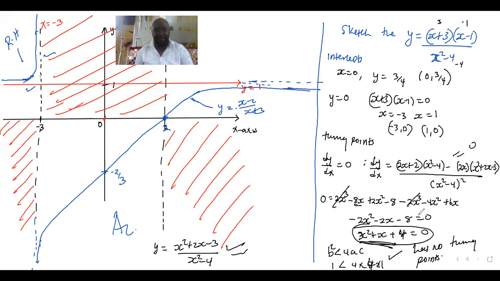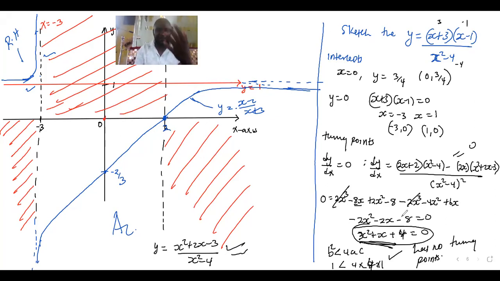Unless maybe the numerator was linear and the denominator was linear. But if they are quadratic, you deduce a quadratic later. Now that quadratic is what you investigate. You can investigate it by substituting in the quadratic formula, and you get complex roots. Then you conclude that since they are complex roots, it has no turning points.